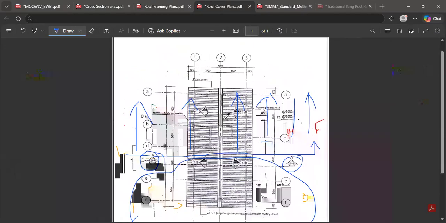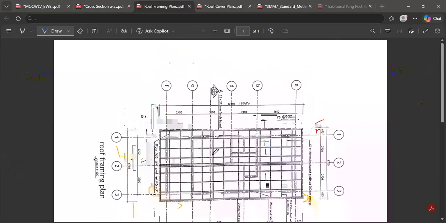on one of them. So if we take even the roof framing, this is the roof framing plan. You can see the whole length of the rafter at what? 675. Can you see 675? Let me rotate this.